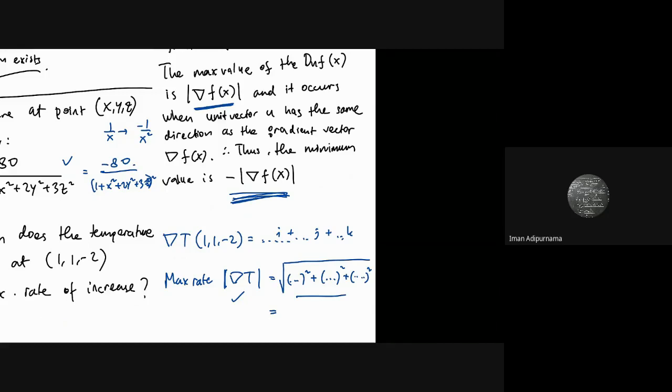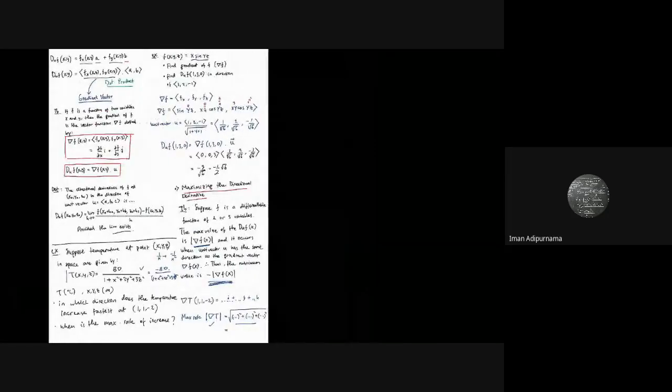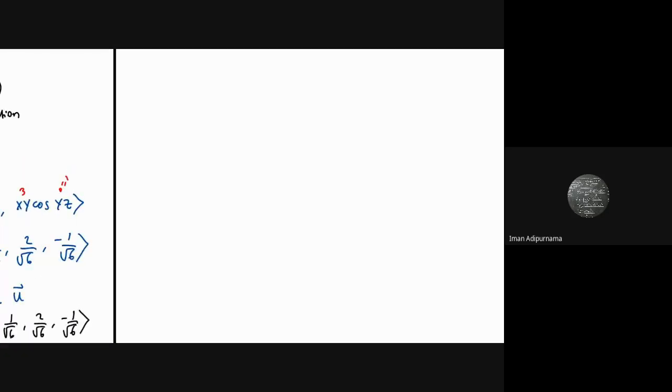Okay. Now, if we move on, we're still in chapter 14.6, but we will have another section about the tangent plane. Okay, so it is called the tangent plane to a level surface.